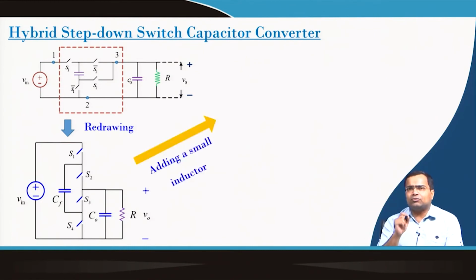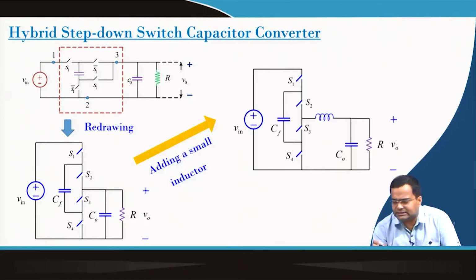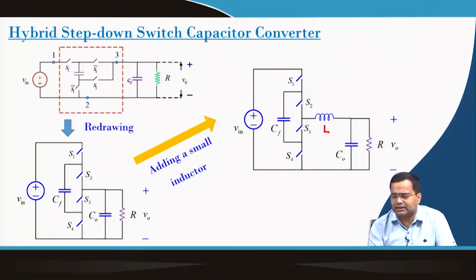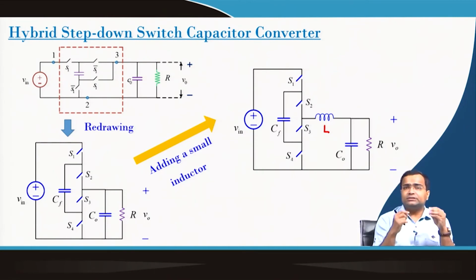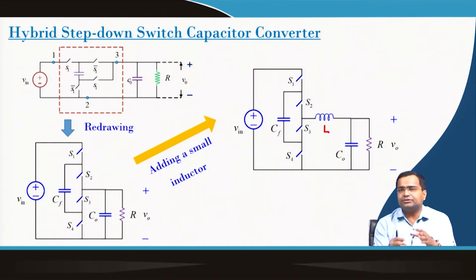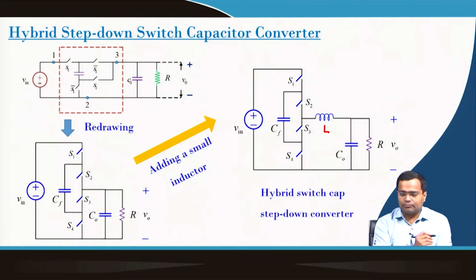So, if we redraw the first circuit, which is a step down converter, and add a small inductor to limit the slew rate of the current, the inductor is connected here. This is a small inductor. It was primarily used to reduce the slew rate of the current, so that we can reduce the effect of high inrush current, and it can also achieve better regulation than a pure switched cap converter. So, hybrid switched cap converter.